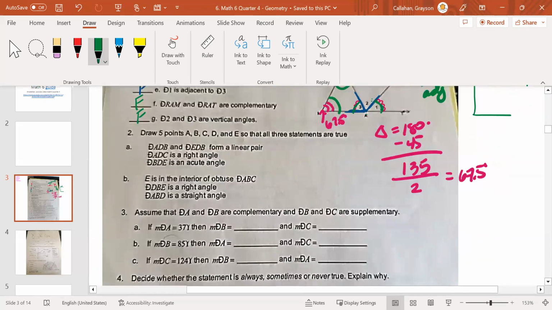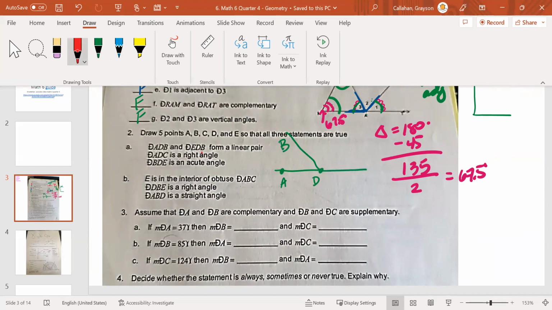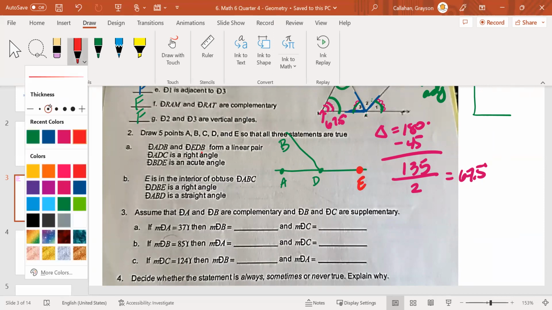Draw 5 points A, B, C, D, E, so all 3 statements are true. I'm assuming that's angle. A, D, B and E, D, B form a linear pair. So A, D, B. And then EDB. So E is right here, DB. That forms a linear pair, it creates a straight line. Do you see that?